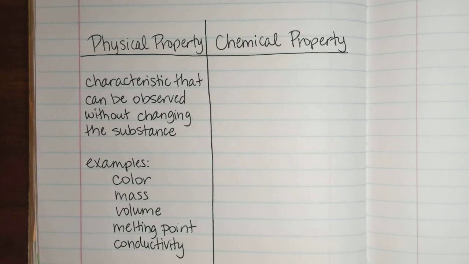On the opposite side, a chemical property is a characteristic that we can only see or observe or measure if there is actually a change to the substance. The atoms in that matter, like those elements or compounds, are rearranging and changing in something that we call a chemical change, which we'll talk more about here in a little bit.